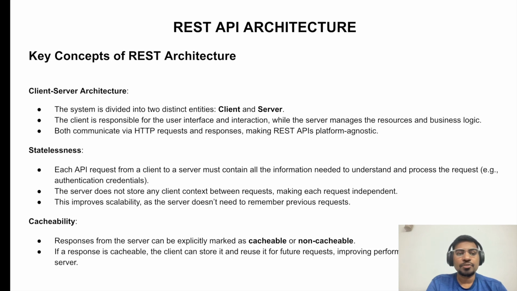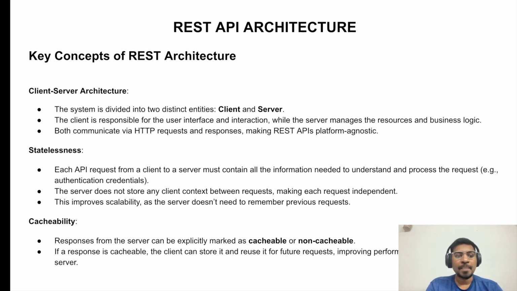The server does not store any client context between requests, making each request independent. So the server itself does not store any client information, like which client is sending the request. Every request is an independent request. This improves scalability, as the server doesn't need to remember previous requests. That is the reason it improves scalability: the server does not need to store any information about past requests.